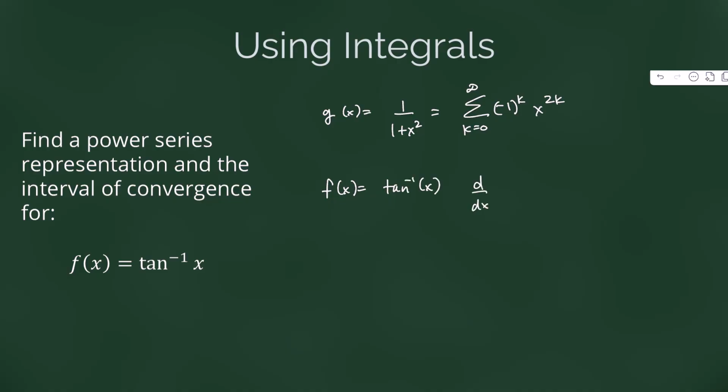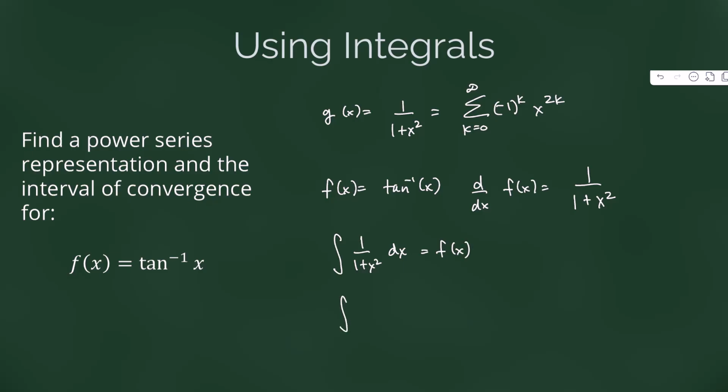And if we take the derivative of f of x, we know that that is 1 over 1 plus x squared. In other words, the antiderivative of 1 over 1 plus x squared dx is equal to f of x.